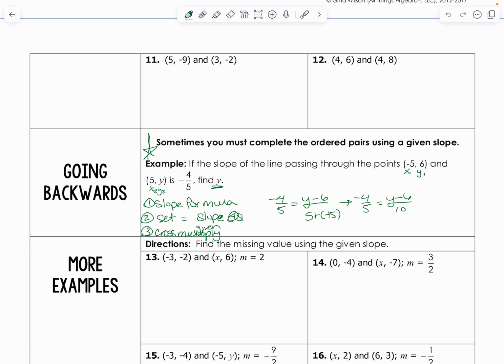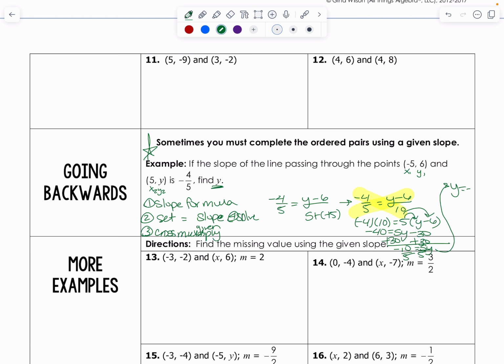So then I cross multiply. I get negative 4 times 10 is equal to 5 times y minus 6. So negative 40 is equal to 5y minus 30 because I distribute. To solve, add 30 to both sides. So negative 10 is equal to 5y. Divide both sides by 5, and I get y is equal to negative 2.